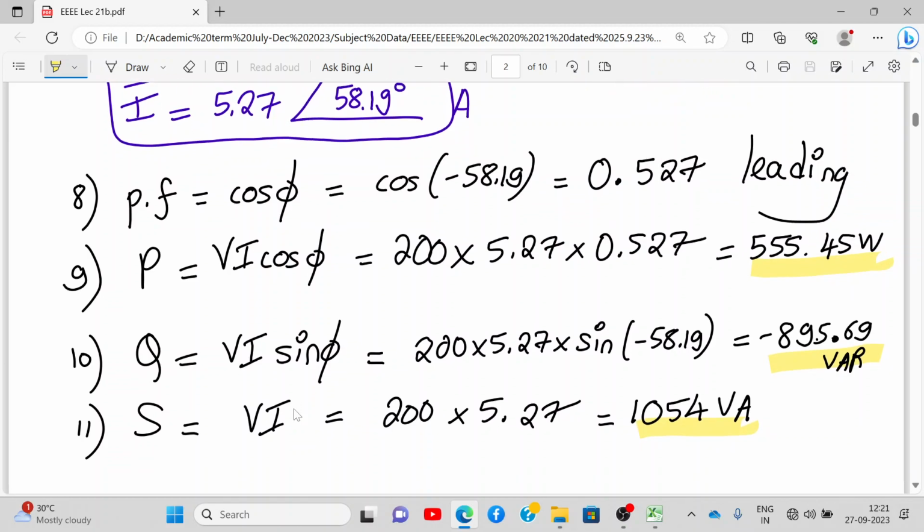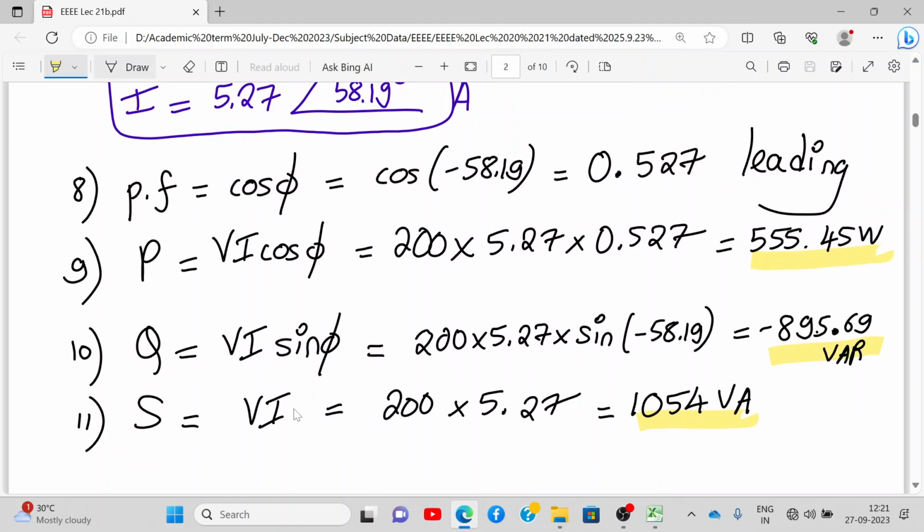Alright? So this was the numerical which was left in yesterday's lecture. Now that we have completed it, completed all the steps? Can we move on to the next one? Are you doing the calculations? Alright. So let's start with the next one.